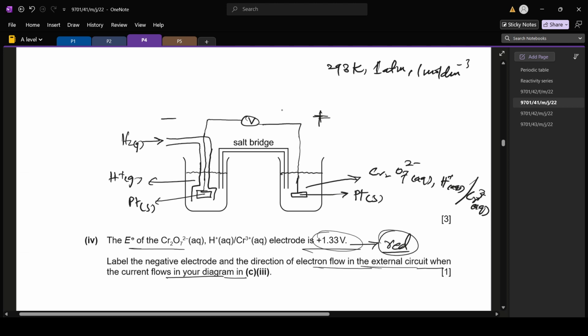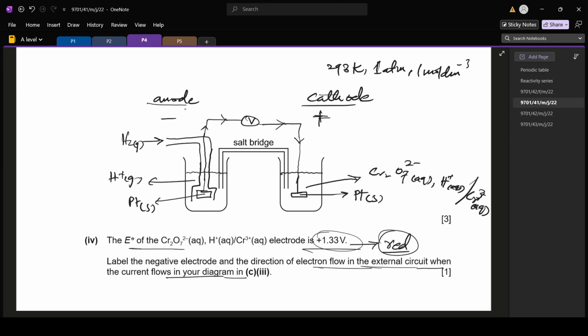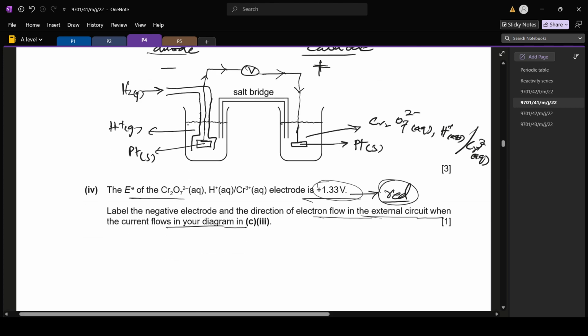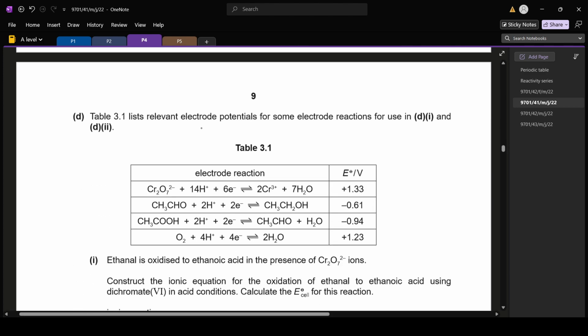And the direction of electron flow is from hydrogen to the dichromate electrode. Negative means anode and positive means cathode. The anode shows that there is oxidation and the cathode shows that there is reduction, and this negative sign shows that the electron flow is from anode to cathode. Moving towards the next part, D.